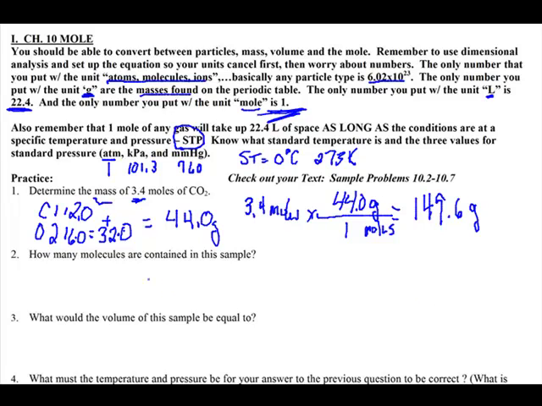All right, next problem. It says molecules. So anytime you see the word molecules, atoms, ions, and so forth, you're going to use that 6.02 times 10 to the 23rd. So how many molecules are contained in the sample? Well, the only thing you know is that the sample is 3.4 moles. So start with that. Remember, whatever you write over here, you immediately put on the bottom. So you're going to put moles down here. And then you're going to look for molecules.